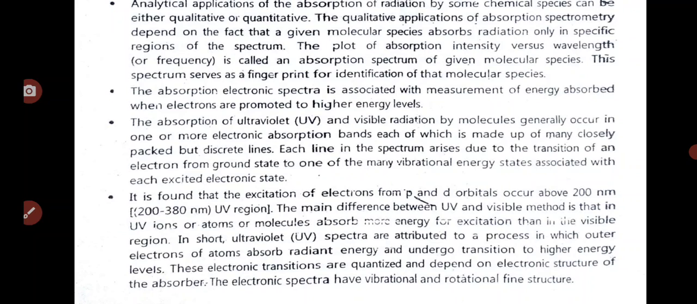The main difference between the UV and visible methods is that in the UV, ions, atoms or molecules absorb more energy for excitation, while in the visible region it is less. This short ultraviolet spectrum is attributed to the process in which the outer electrons of the atom absorb radiant energy and undergo transition to higher energy levels, and these electronic transitions are quantized. They depend on the electronic structure. The absorber electronic spectra have vibrational and rotational fine structure.